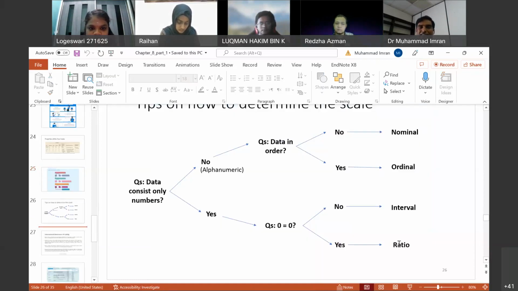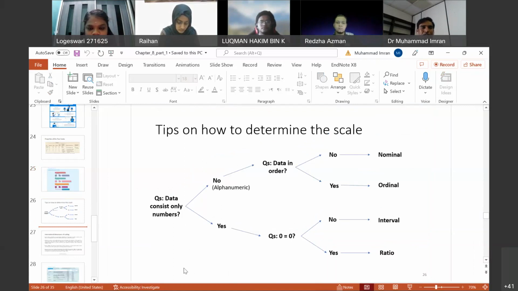Okay, another sketch here. See here: does the data consist only of numbers? If no, is the data in order? Is more information for you. Please read and listen to me carefully. Data in order? No, it's nominal. Data in order? Yes, ordinal. If no, we can move to nominal and ordinal. If yes, data has numbers, then we can move to interval and ratio.